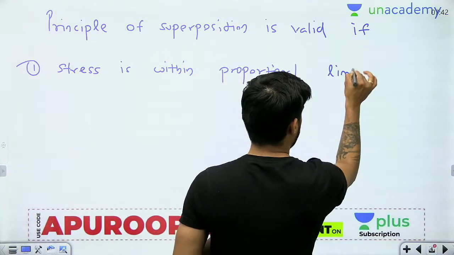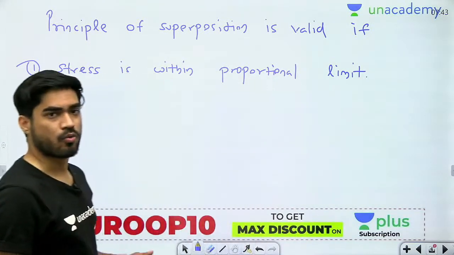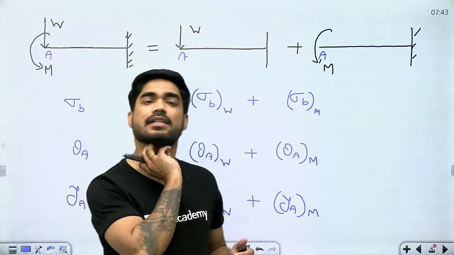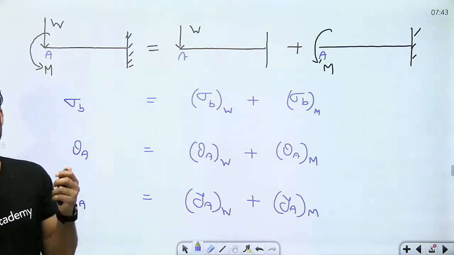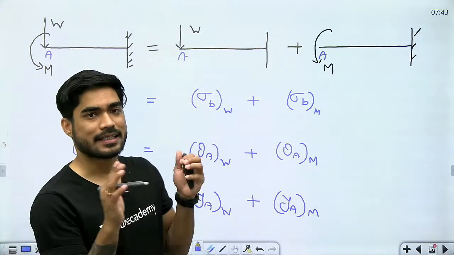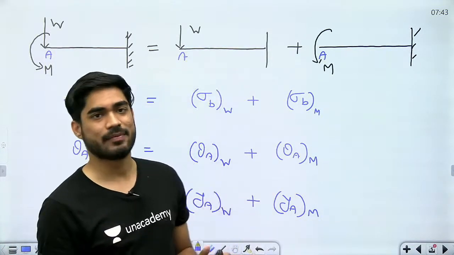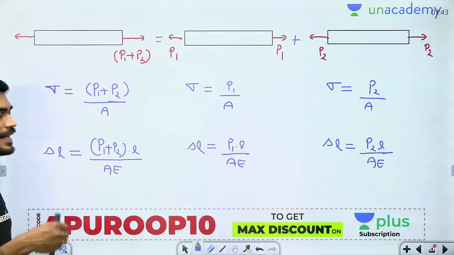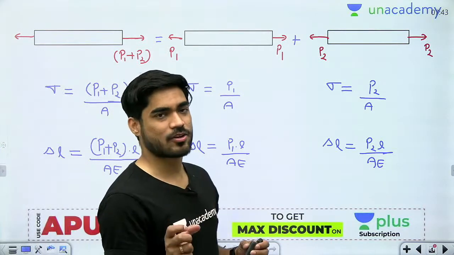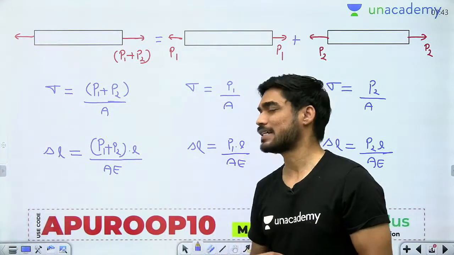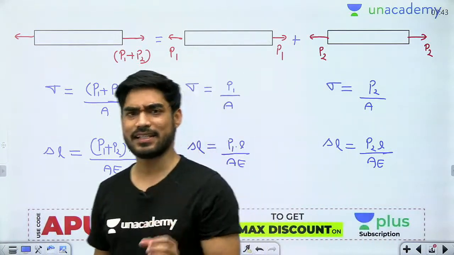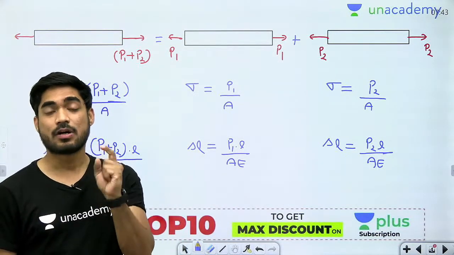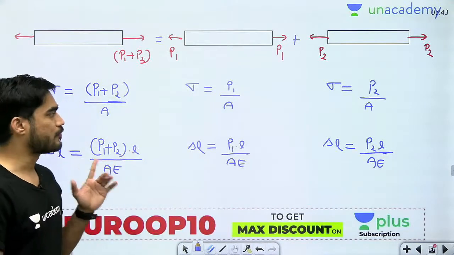Now, why this is important, understand. Why the stresses should be within proportional limit, understand. If the stresses are within proportional limit, then only the stress will be directly proportional to load. The strain will also be directly proportional to load. स्ट्रेस और स्ट्रेन का यानी स्ट्रेस और डिफॉर्मेशन का लोड के साथ लीनियर रिलेशन होना बहुत जरूरी है. अदरवाइज यू कांट अप्लाई द प्रिंसिपल ऑफ सुपरपोजिशन.